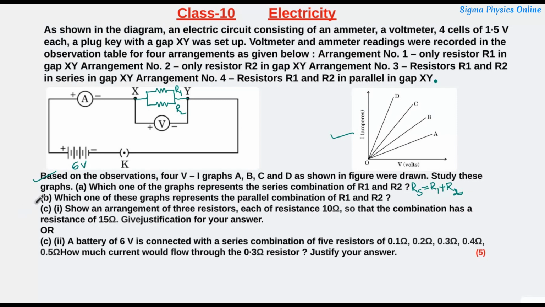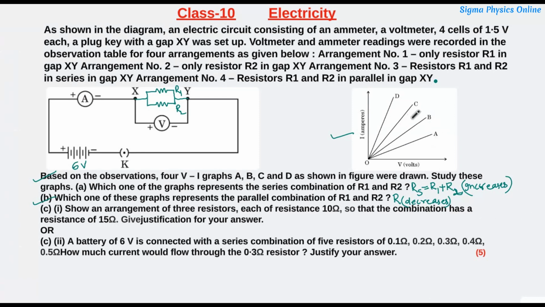Next, which of these graphs represents the parallel combination of R1 and R2? Now when resistors are connected in parallel, the overall resistance of the circuit decreases and this is even less than the individual resistors. So the arrangement of resistance in series increases the overall resistance of the circuit, whereas the parallel combination decreases the overall resistance of the circuit.